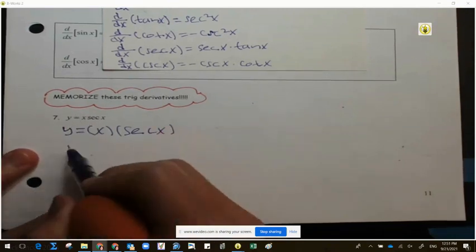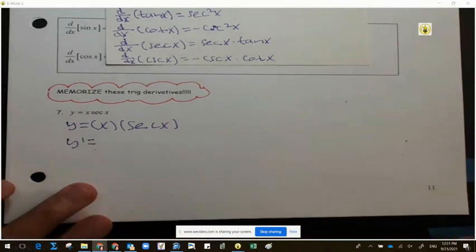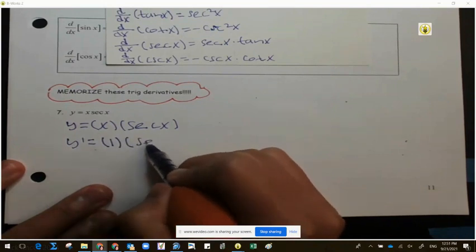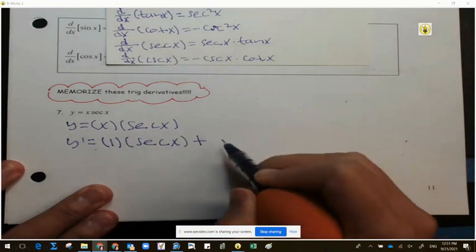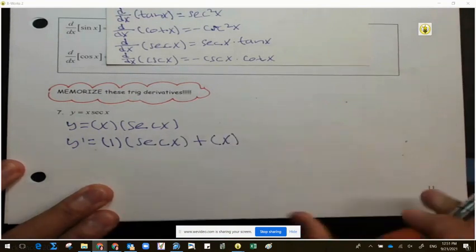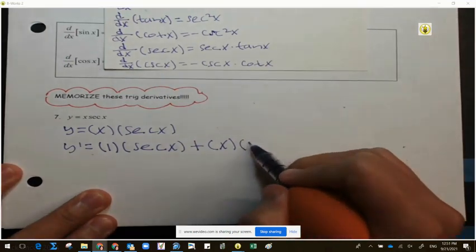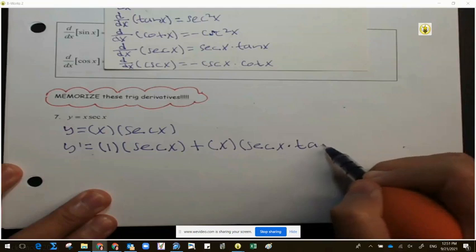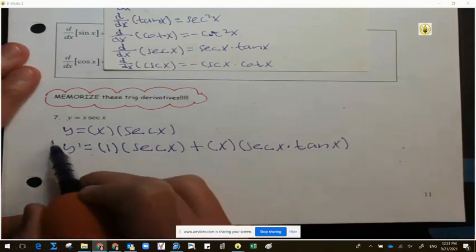Okay, let's find the derivative. All right, what is the derivative of x? 1. And we keep the second one. We add, because this one is product rule. Keep the first. Now, the derivative of secant that you wrote on your card is secant x times tangent x. And I think I'm going to put tangent with a little curve so it doesn't look like a plus sign. And literally, that's it.